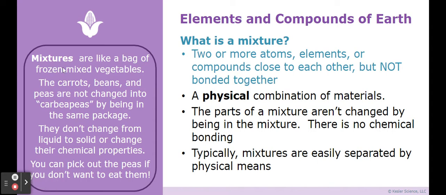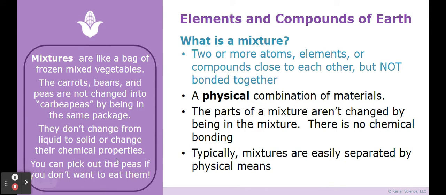And so if you've ever opened a bag of frozen mixed vegetables, that has the peas and the carrots and the green beans and whatever corn, whatever else is in there, those things are all individually in there, but they're mixed together. Another example would be like trail mix. And so they're in the bag together, but they're not chemically combined. They don't make something new. They're just all mixed in together. And so we're going to look at two types of mixtures in just a second, and then we'll expand on those in lessons to come.